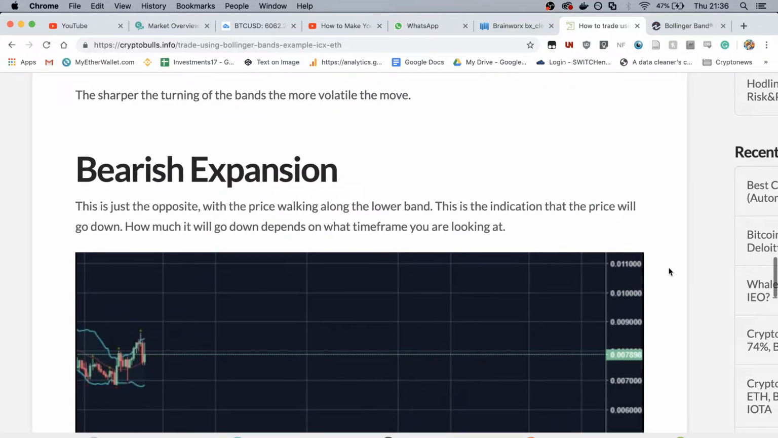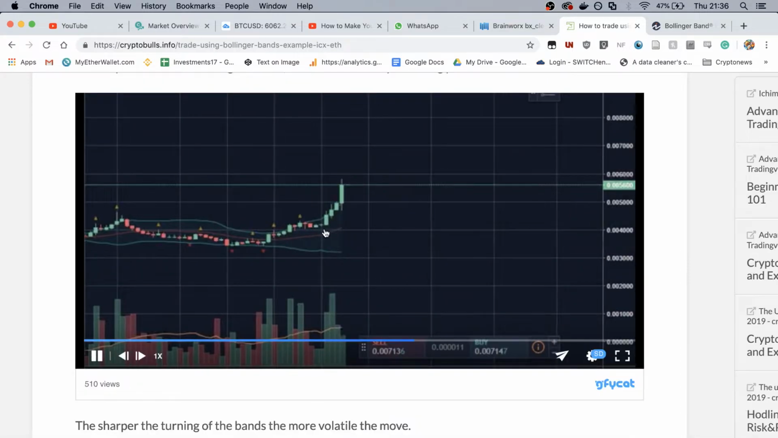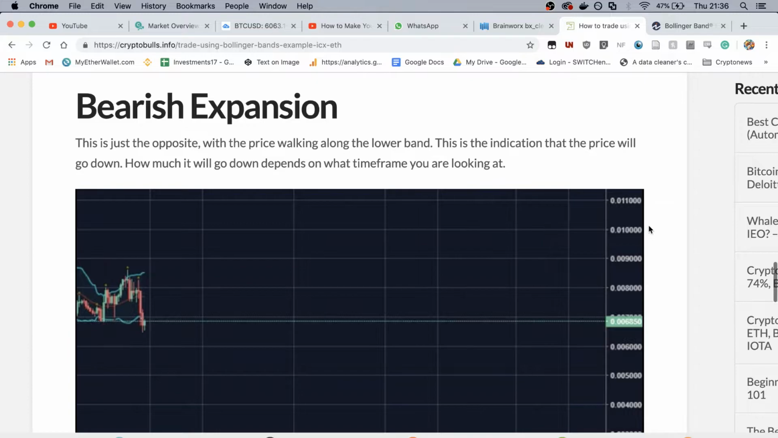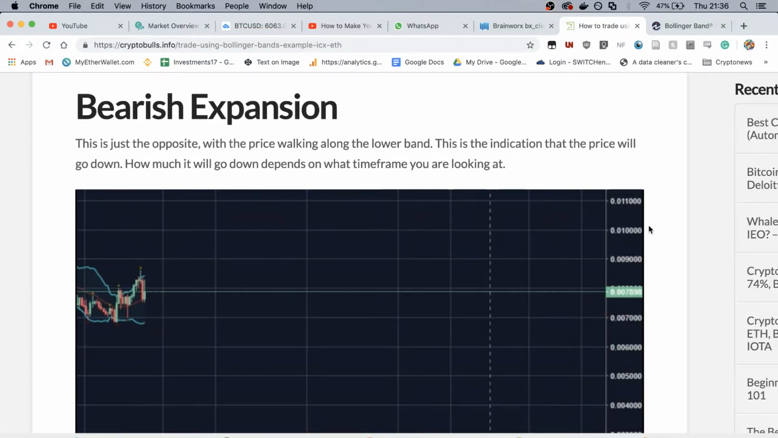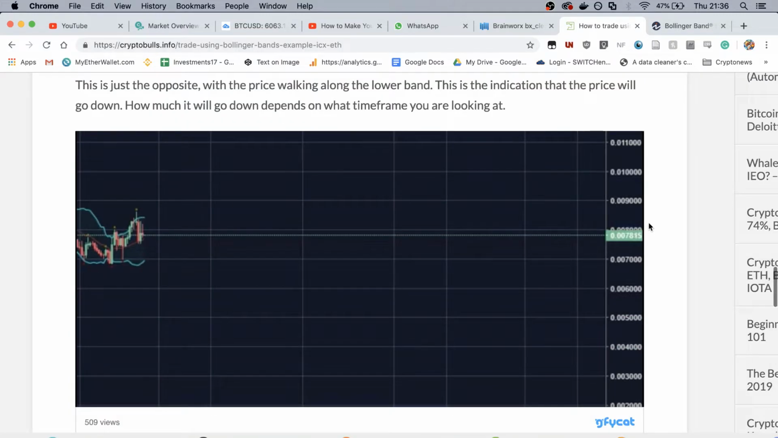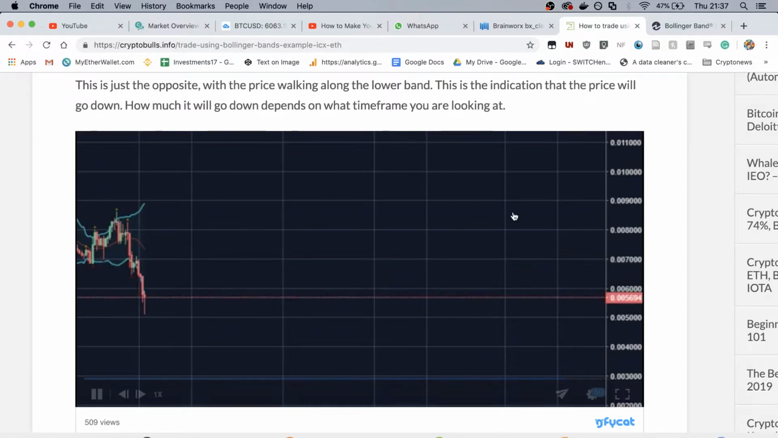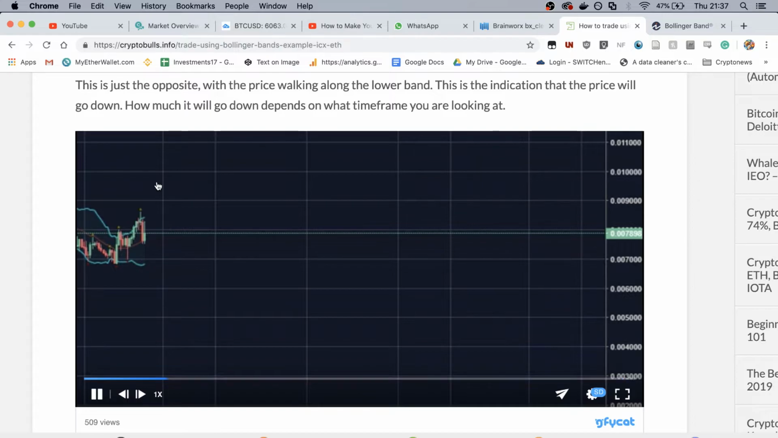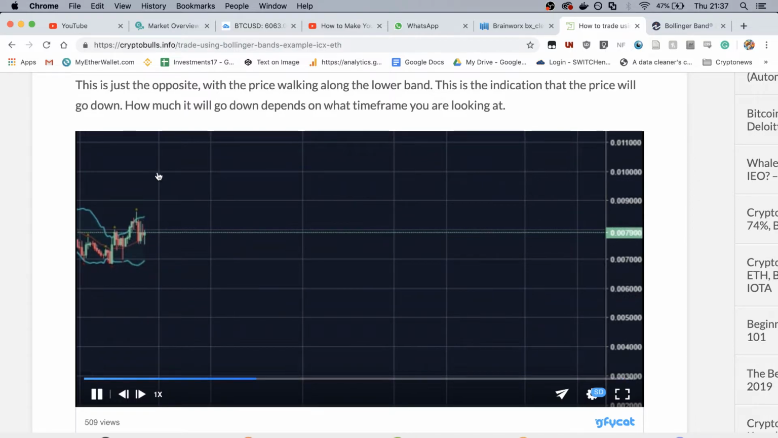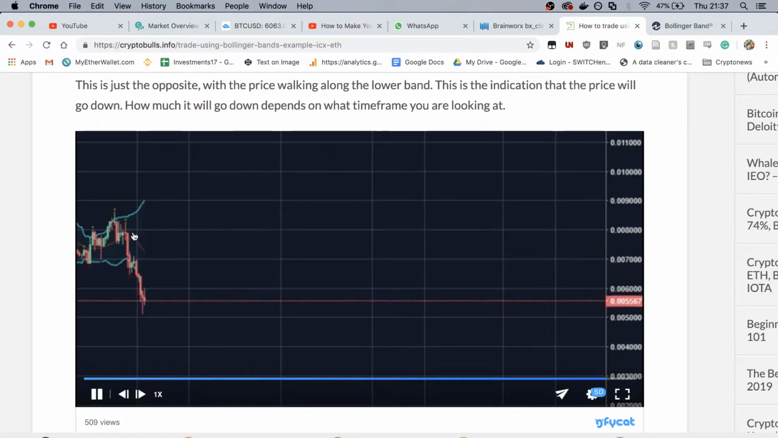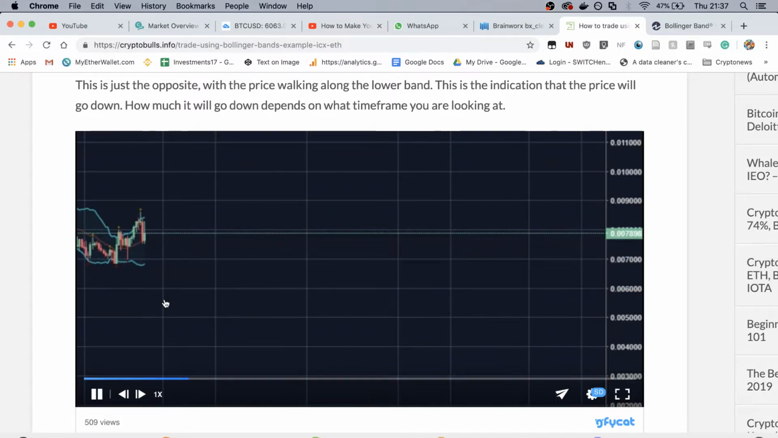And an important point is that the sharper the move up with the upper band, then the sharper the price will rise. Now, since we've got a bullish expansion, we're also going to have a bearish expansion, and it is basically the same thing. However, the price in this case walks along the lower band, with the upper band moving in the opposite direction. As soon as the upper band, in this case, stops moving upwards and starts turning down, then you can maybe expect a bit of a reversal.